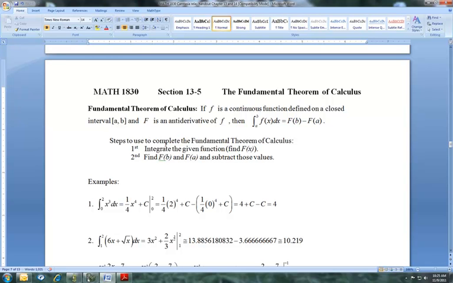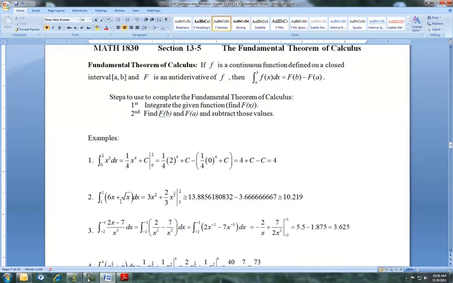Everything that you have done in the past, really you've got all the ingredients here to do these problems. Steps you need to use to complete the fundamental theorem of calculus: integrate the given function. So go integrate, that's your first job. Second, substitute upper limit, lower limit, and you subtract those values. I have some examples here, and then I'm going to show you something by calculator where you can check yourself.